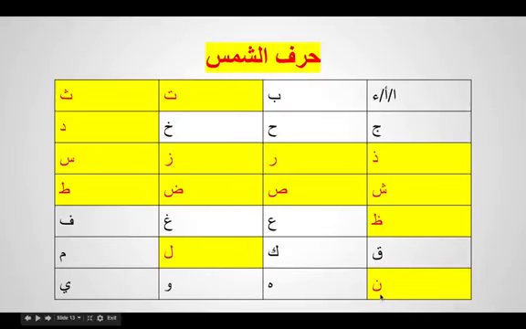All these letters are pronounced by bringing the tip of the tongue just in front of or near the teeth, and those letters are called huruf shams. The other letters are pronounced from different areas of the mouth, and they are pronounced in a normal way. So let's practice some letters of huruf shams.